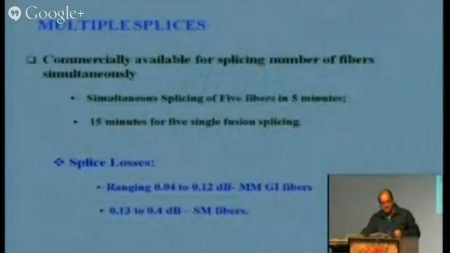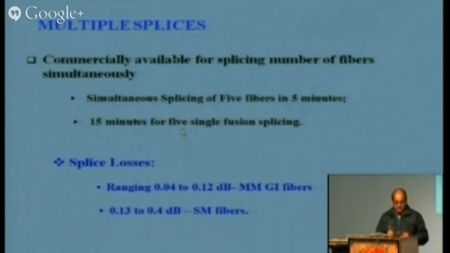So multiple splicers are commercially available for a number of fibers. Simultaneous splicing of 5 fibers may take 5 minutes, and 15 minutes for 5 single fusion splices. So individually, for a single splice, if you have 5 fibers, 5 into 5, it may take 25 minutes. But for a multiple splicer, it takes very little time.